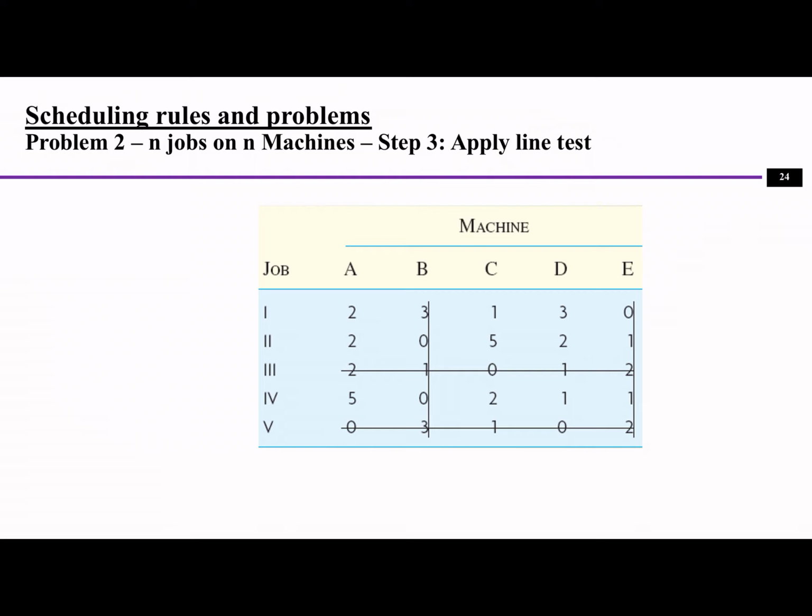In this case, we haven't reached our optimal solution yet. Why? Because we need 5 lines. Why 5 lines? Because we have 5 jobs. If we have n jobs, then we need n lines. So because we have 5 jobs, we need 5 lines to cover all the zeros. But currently, the minimum number is only 4, which means we need more zeros. Then how do we create more zeros?